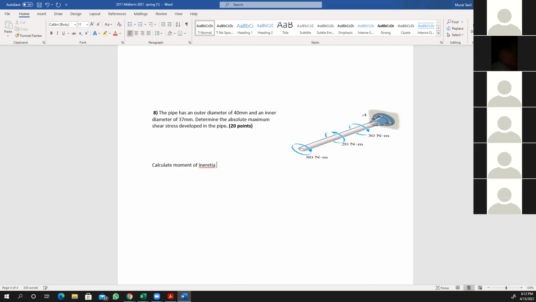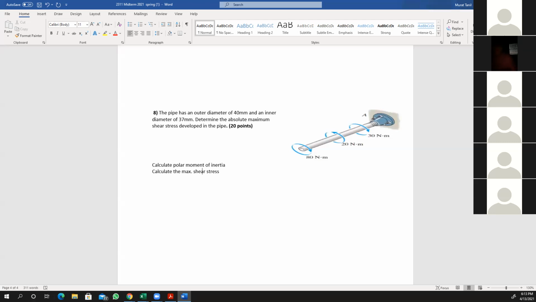I'm not gonna solve this problem like the previous one, because this one already has a solution on YouTube. Calculate the polar moment of inertia, right? Okay, and then to find the maximum shear stress, you would just multiply the torque times the radius all over the polar moment of inertia.